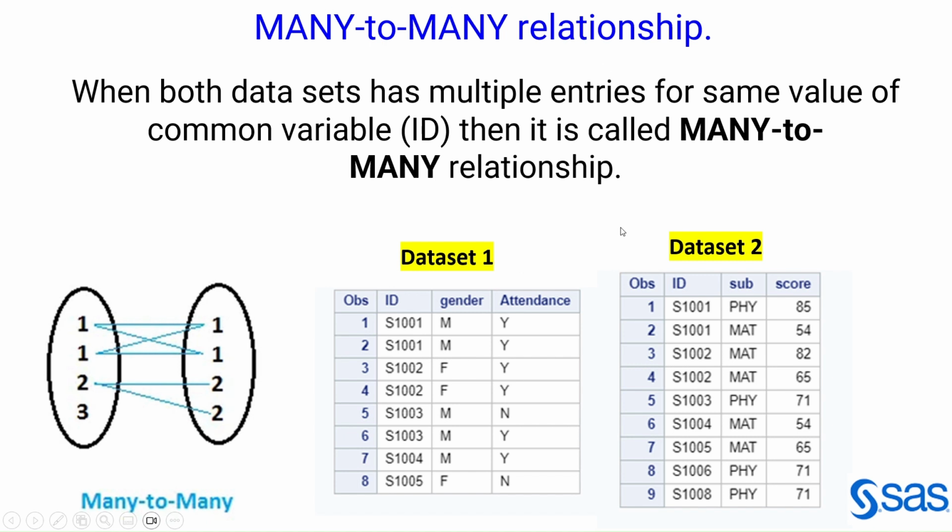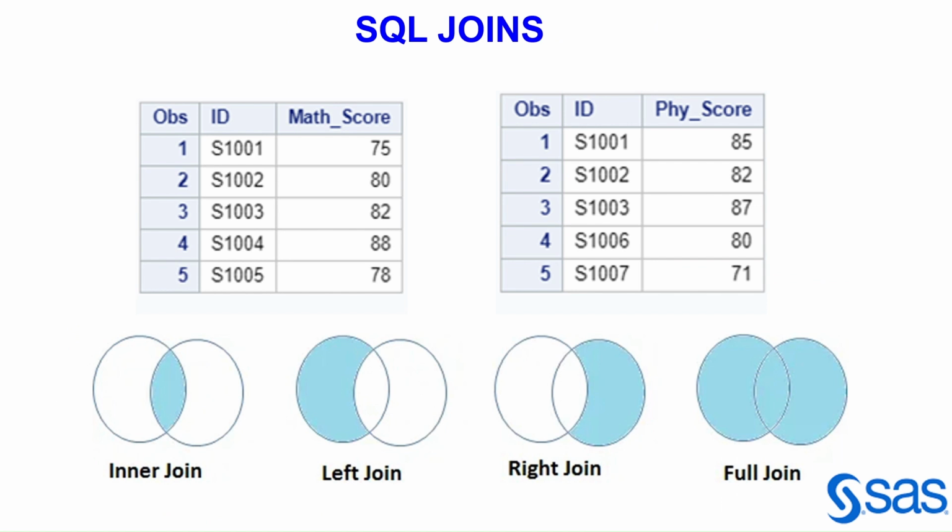I just wanted to emphasize here that Proc SQL handles many-to-many joins in a much better way when you compare it with the DATA step language. That is an advantage of Proc SQL joining. I will give you an example with more details later on in this video. There are different kinds of joins possible.